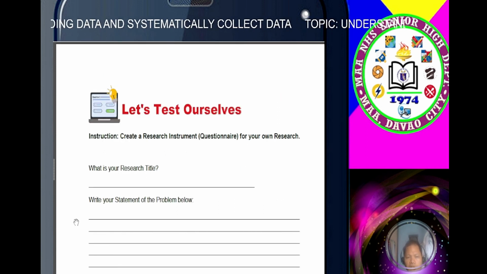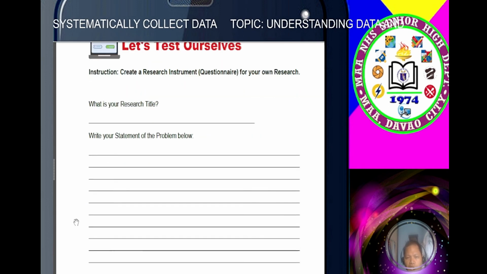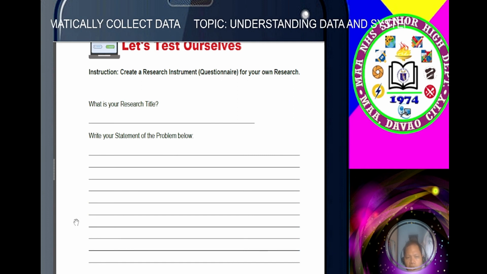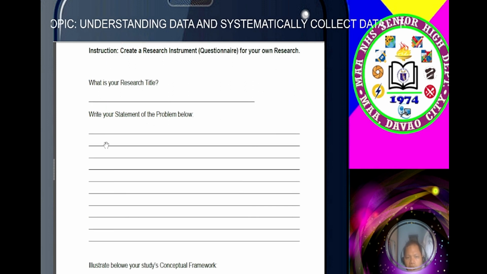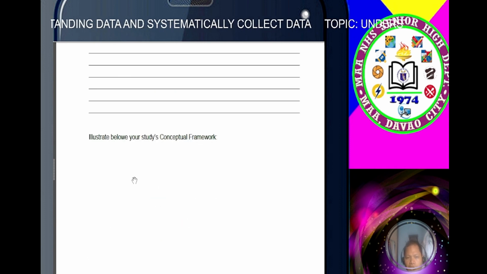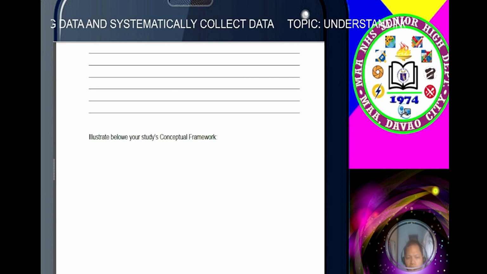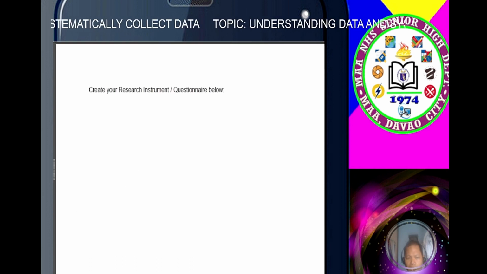Okay, so let's test ourselves. Create a research instrument for your own research. Here you're going to create your research instrument based on your research project. Type your research title, then your statement of the problem with your research questions, then your conceptual framework, then you craft your questionnaire.